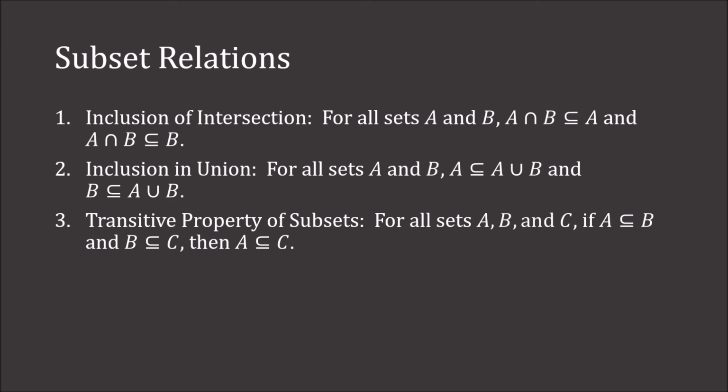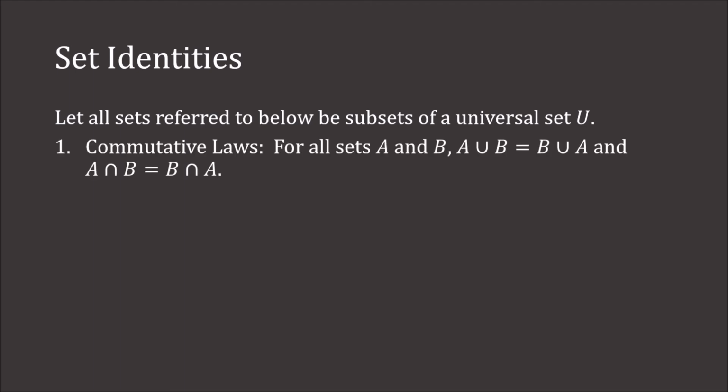Now we look at set identities, or set properties. Let all sets referred to below be subsets of the same universal set U. First are the commutative laws. For all sets A and B, A union B is equal to B union A, and A intersect B is equal to B intersect A. So the order in which you do union and intersection does not matter.